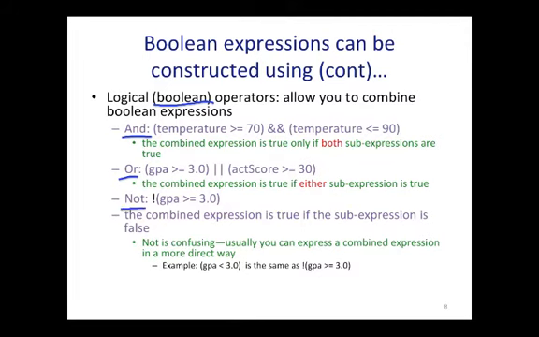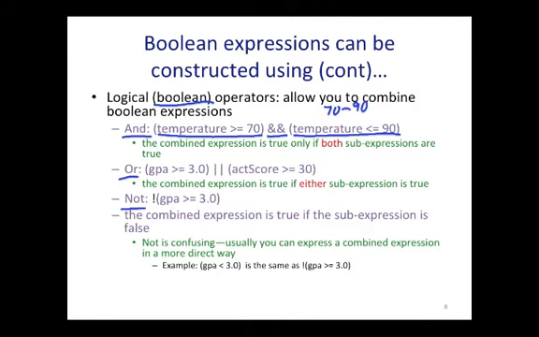So with and, which in C++ we represent with a double ampersand, the expression is true only if both sub-expressions are true. So here the whole expression is true only if temperature is greater than or equal to 70 and the temperature is less than or equal to 90. That is, it's true if the temperature is somewhere between 70 and 90.